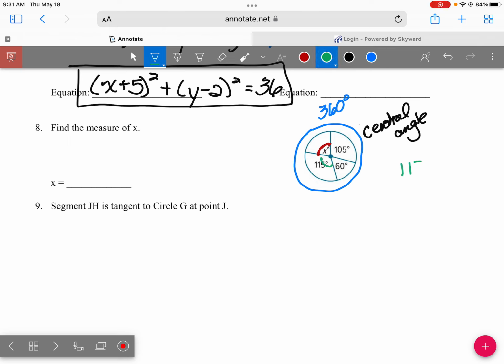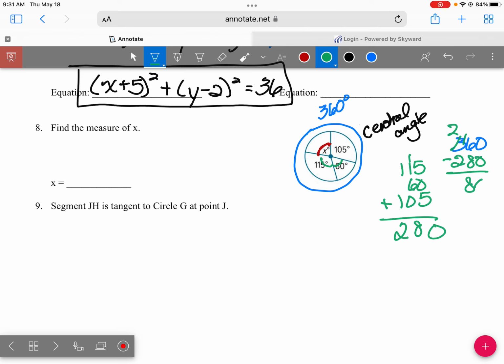So that's 115 plus 60 plus 105. 6, 7, 8, and 1 plus 1 is 2. So 360 minus all three other ones added together gives me 80 degrees. Questions on that?